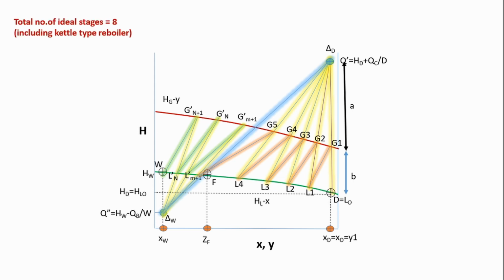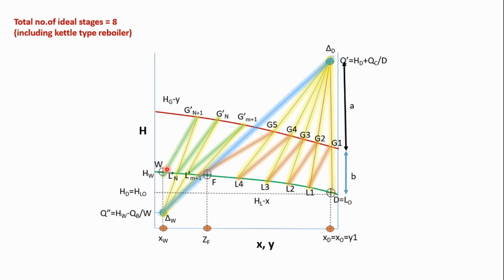So here the total number of ideal stages is obtained as 8. You count 1, 2, 3, 4, 5, 6, 7 and 8. The 8th stage also considers this XW composition, which is the composition of the liquid coming out of the reboiler. So the last tie line represents the reboiler, a kettle type reboiler.